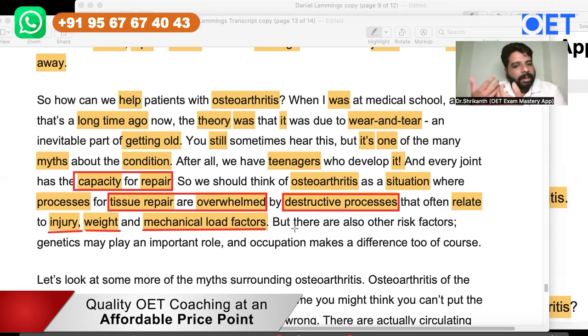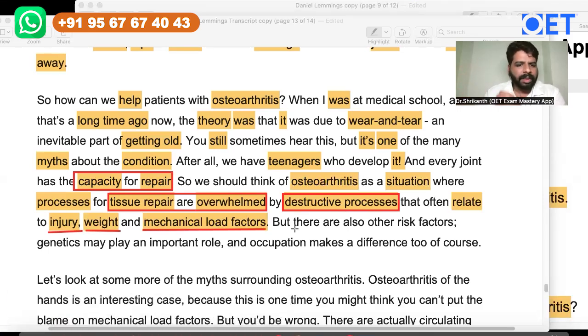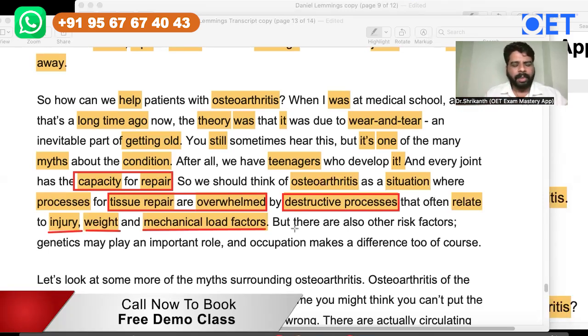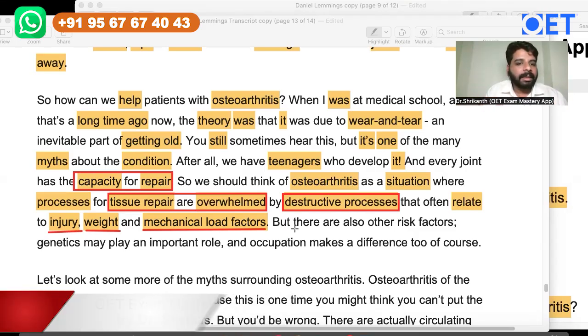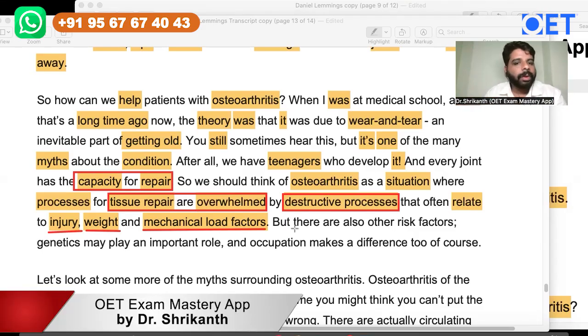The patient's body is trying to heal itself, but the patient is lifting heavy things. The patient is running, the patient is jumping, the patient is doing a lot of physical activity. So there is a lot of load on the body. So once again, the body is overwhelmed. The body is not getting time to heal itself naturally. So that is what he is suggesting.